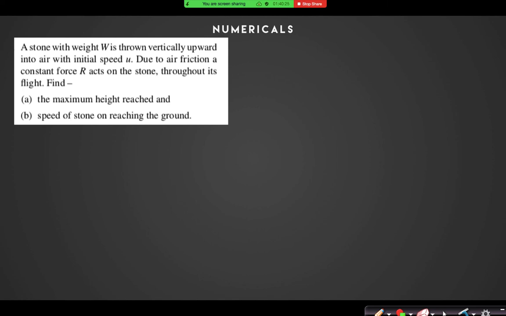On reaching the ground, the speed of the stone will be the same as the initial speed. No, it won't be the same. The speed on reaching the ground will be u times the root of (W minus R) divided by (W plus R). Alright, let us check.